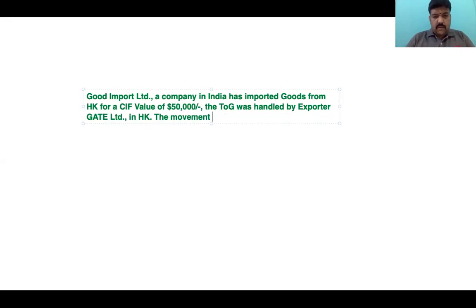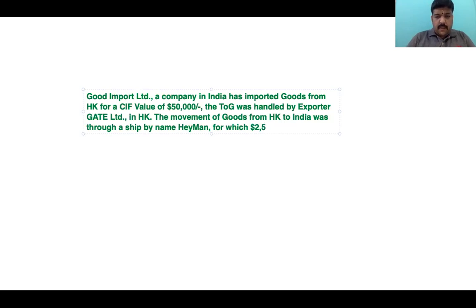The movement of goods from Hong Kong to India was through a ship by name Heyman, for which $2,000, one minute correction, $3,000 was paid by the exporter of goods.